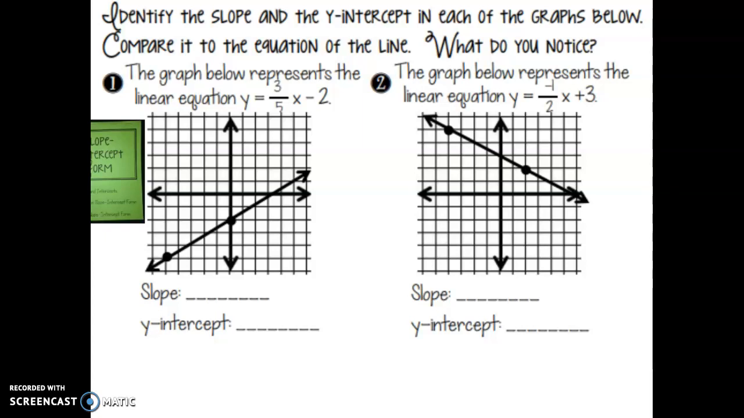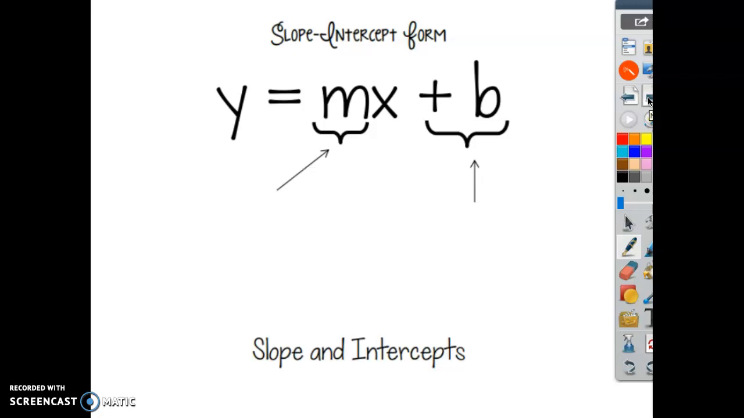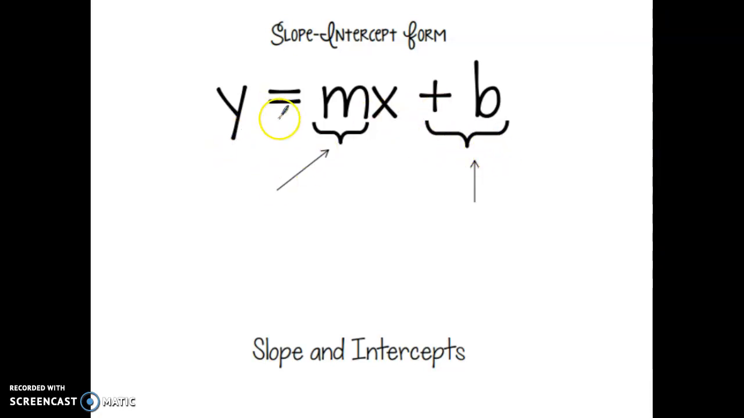Hi guys, so today we're working on the slope-intercept form foldable. We're actually going to take notes over here real quick. It's slope-intercept form: y is equal to mx plus b. If we look at this m right over here, the m represents our slope in this equation. And then the b represents our y-intercept.